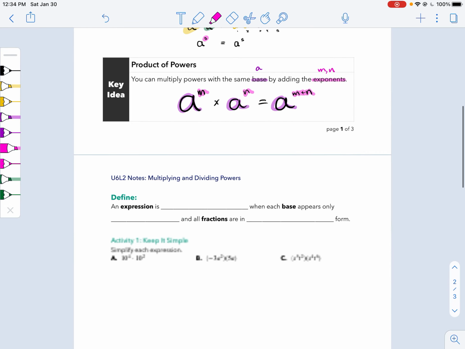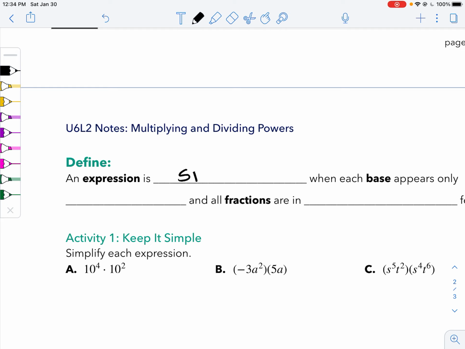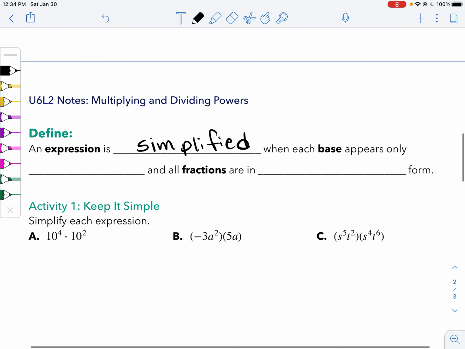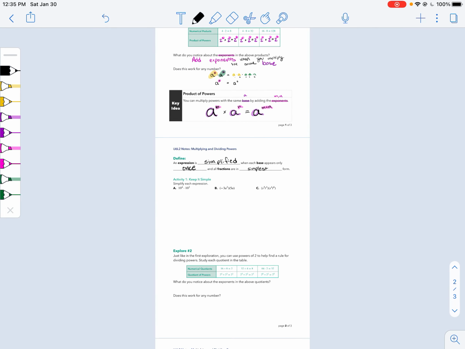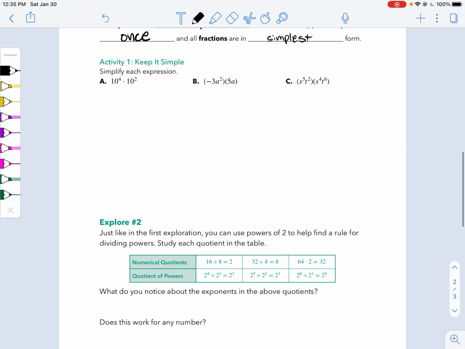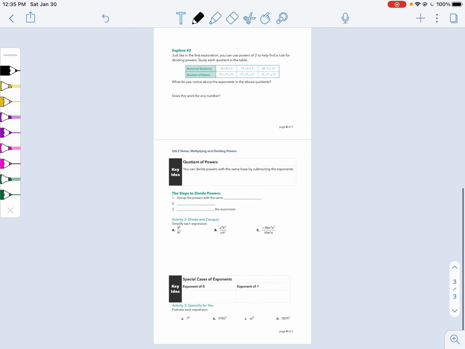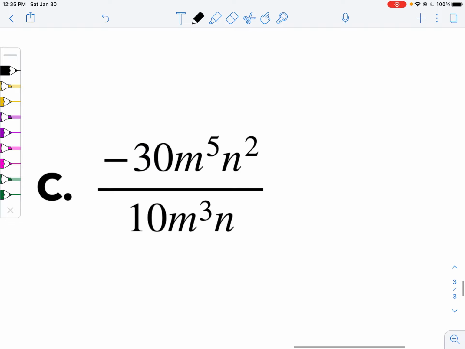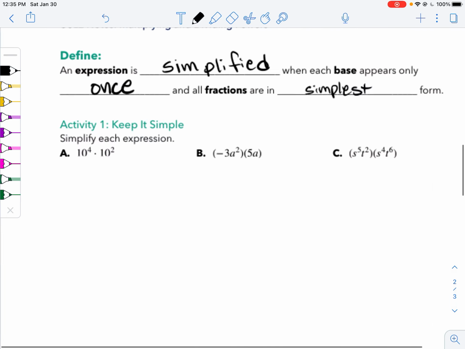Now, this comes in handy when we simplify expressions. An expression that's simplified is when the base only appears once, and fractions need to be in their simplest form as well. We're not going to have fraction exponents in this class, but you don't have any fractions like down here.